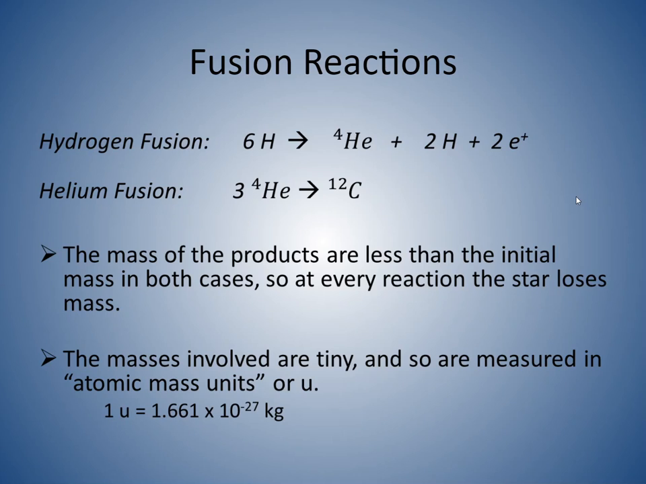Let's look at a little bit of the specifics of how this produces energy. Here you see the hydrogen fusion process. At first you have 6 hydrogens, and at the end you have a helium, 2 hydrogens, and 2 positrons. A positron is basically the opposite of an electron.